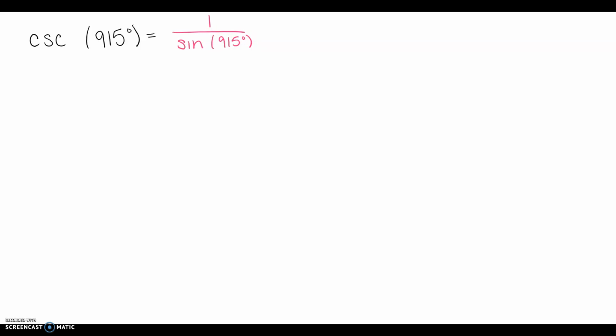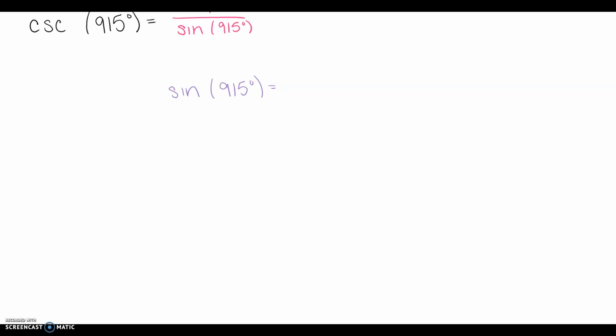So what I did is I was like, you know what? I'm not even going to think about a fraction right now. I'm just going to do a different problem. I'm going to do sine of 915. And then when I'm done, I'll divide it and get cosecant.